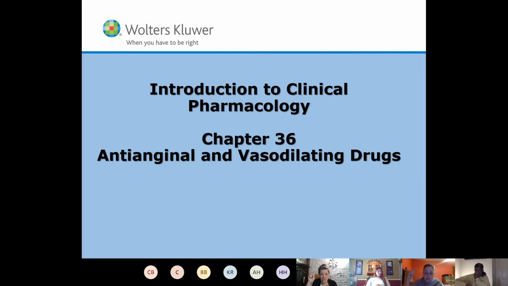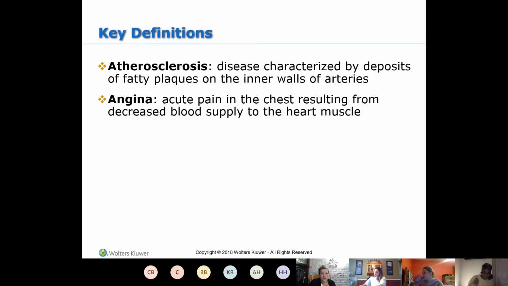If it's hypertension. If those vessels are constricted, we're hypertensive, right? And also, it's going to increase our risk of stroke. It's going to increase our risk of feelings of chest pain, all kinds of things like that. Okay, so we might give vasodilating drugs for chest pain primarily, and also for extreme high blood pressure. Okay. All right. So, angina is acute pain in the chest resulting from a decreased blood supply to the heart muscle. So, angina, chest pain.